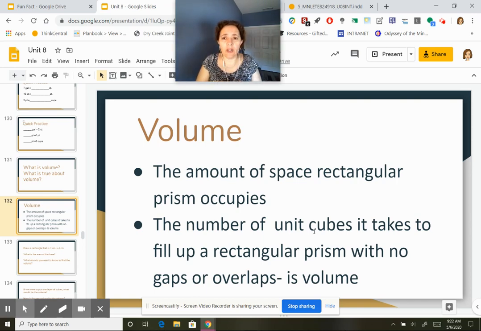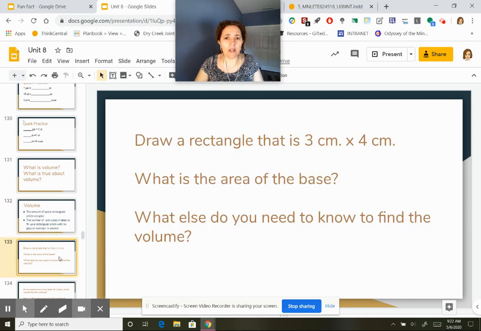Okay, so that's volume. So now that we have that, let's talk a little bit more about how it's related to area. So we're going to draw a rectangle that is 3 centimeters by 4 centimeters long. And it's okay if you don't have a ruler. I don't have a ruler here, but I'm just going to draw one. So go ahead and draw something that's about 3 centimeters and 4 centimeters. Okay, so stop the video and do that.